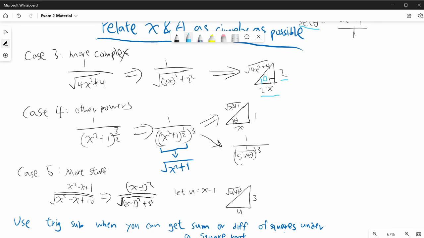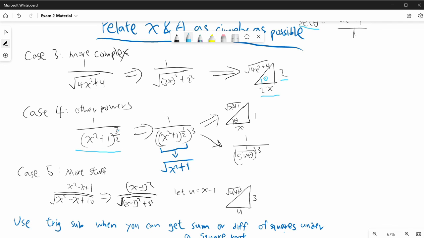You can choose this as theta, and relate x and theta, then substitute theta for x in the original equation, and you should be able to solve from there. And then maybe you will encounter something on the bottom that's not just a square root.